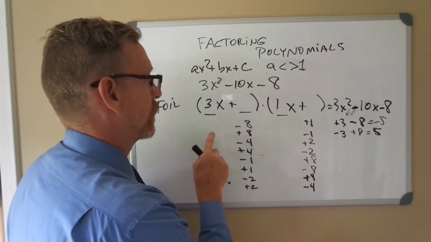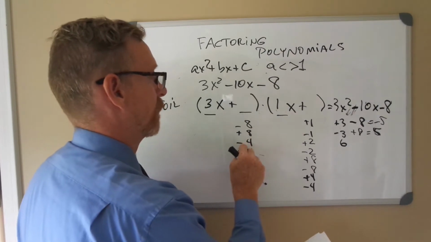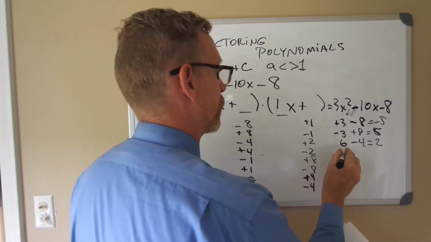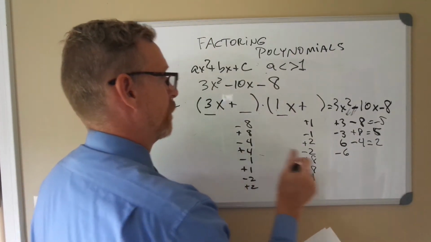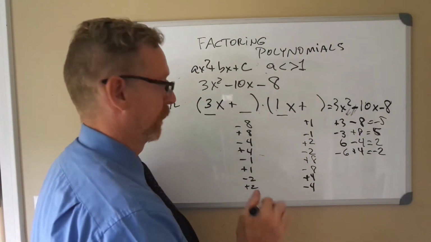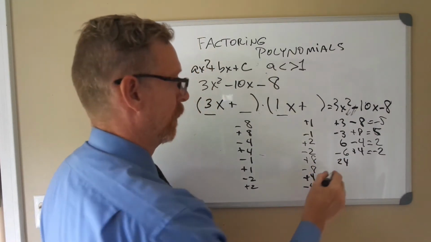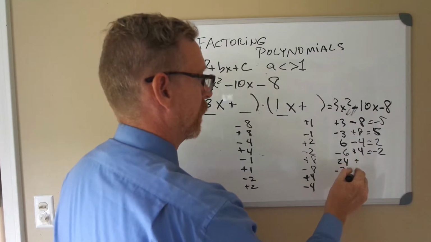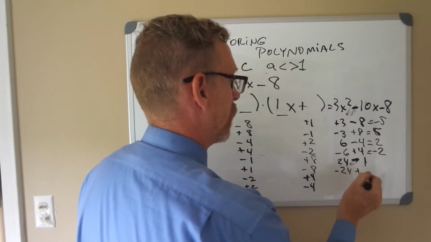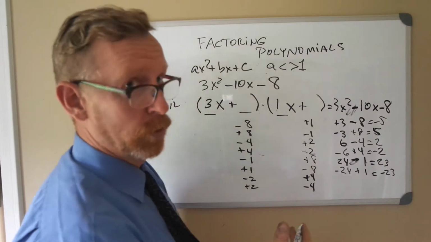3 times 2 is 6, and 1 times a negative 4 is negative 4, giving 2. And 3 times a negative 2 is a negative 6, and 1 times a positive 4 is a positive 4, giving negative 2. We're not there yet. 3 times positive 8 is 24. We don't even have to go there. It's so far away. And this will be a negative 24 plus something. We said 3 times 8 and 1 times a negative 1. Minus 1 plus 1. 23, negative 23. That's not it. Looks like we have only 1 or 2 choices left.